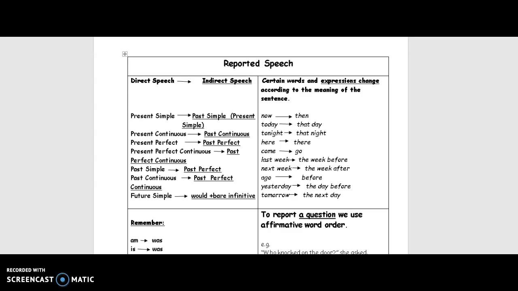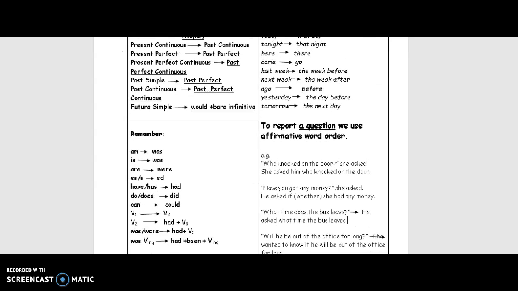We also need to remember some basic changes that are important to consider. The present tense of the verb be changes into the past form. Present tenses of verbs in general change to the past forms, and so on.